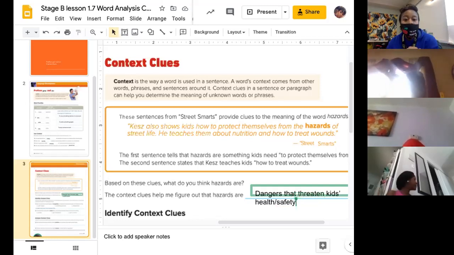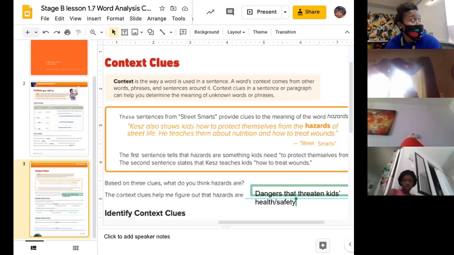All right, so we have used context clues. This is an example of using the words around it. The phrase to protect themselves and the phrase how to treat wounds are clues that hazards are dangerous, that they're harmful, that they threaten your safety, okay?